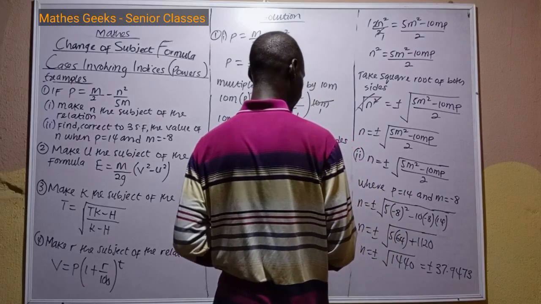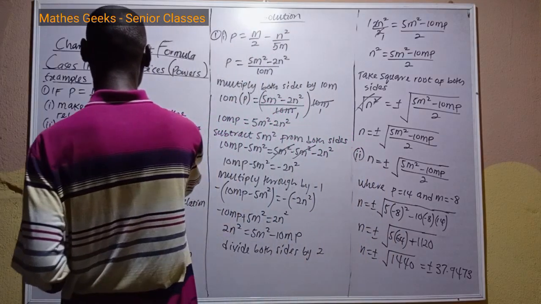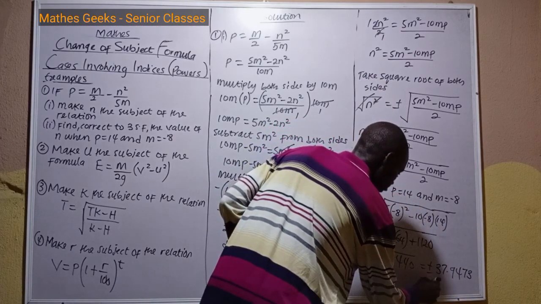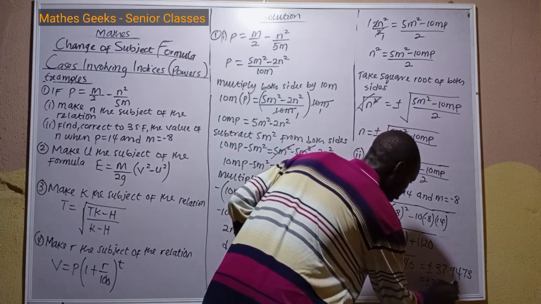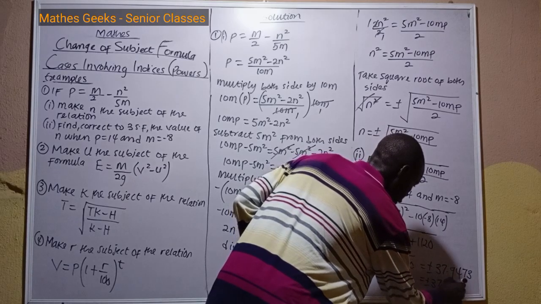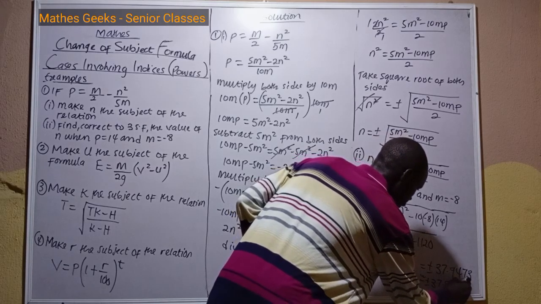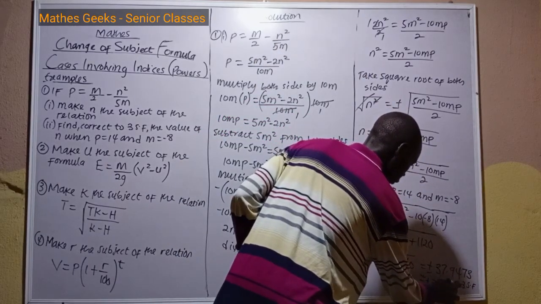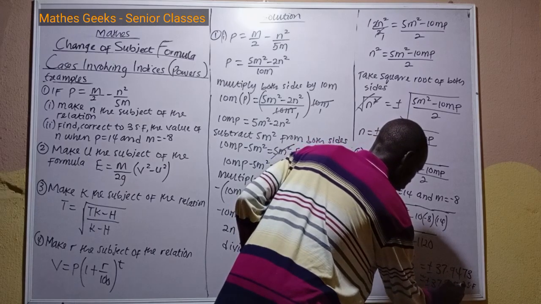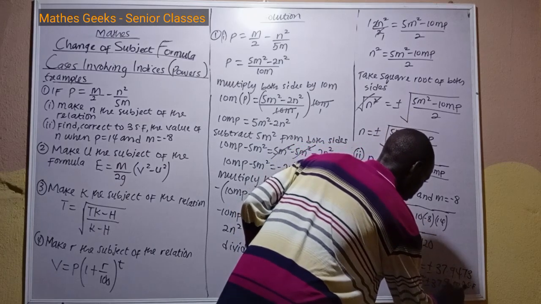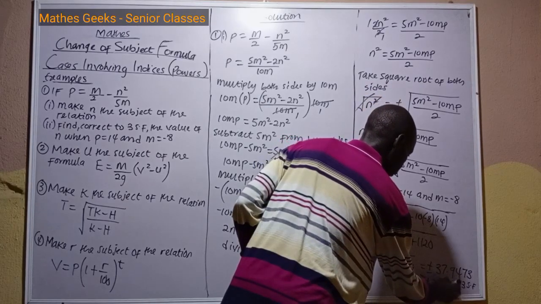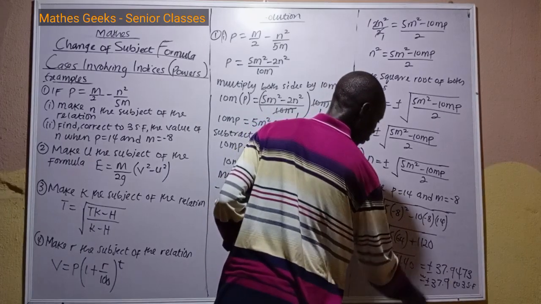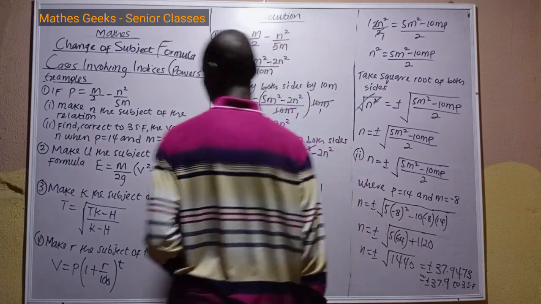37.9409472 and so on. The question says we should correct our answer to three significant figures. So this is the first, this is the second, this is the third. So to three significant figures will be plus or minus 37.9. That's the answer, 37.9. So the answer could be either plus 37.9 or minus 37.9. That's the value of n.